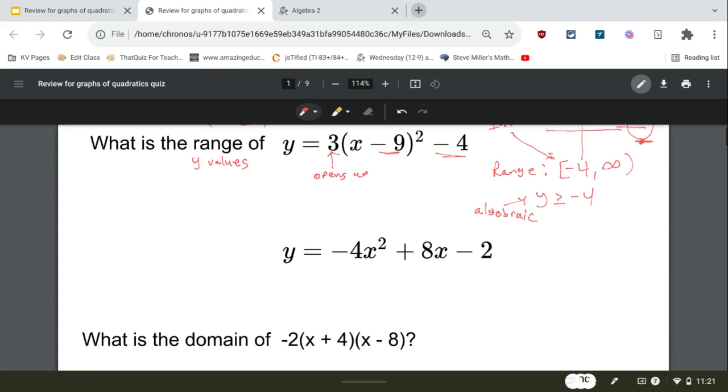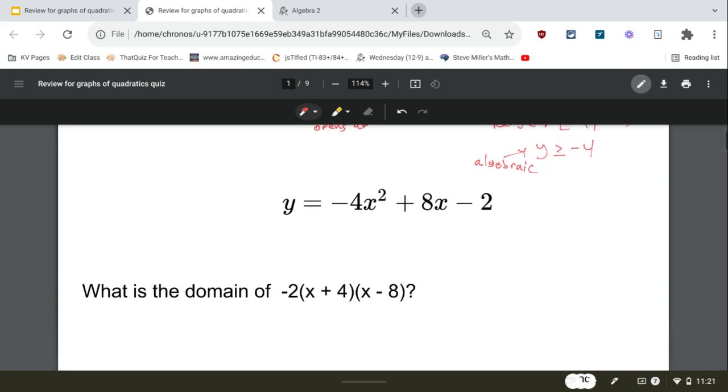All right. The next one, we're going to find the range of this function. We need to do the vertex again in order to find the range, but this one's in standard form, so it's going to be a bit of a process. In order to find the x part of the vertex, we're going to do -b over 2a. That's going to give us -8 over 2 times -4. My b was 8, and my a was -4. If you simplify this, you're going to get -8 over -8, which is equal to 1. That's the x part.